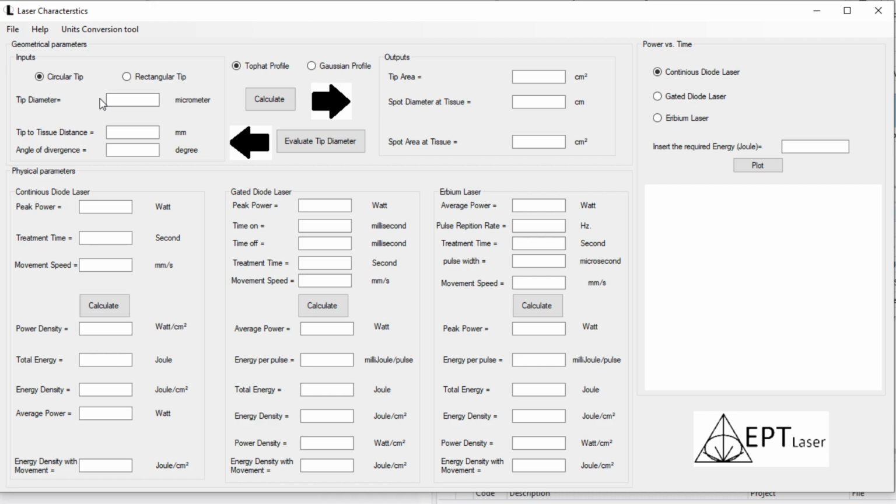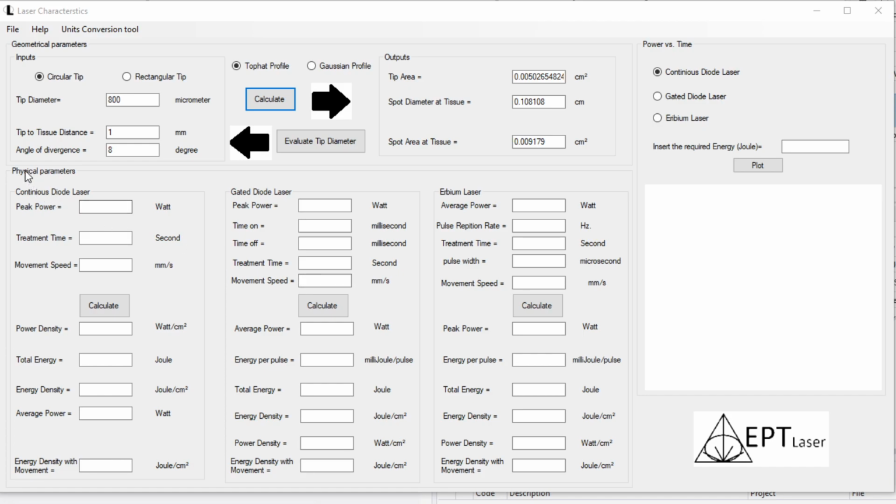For example, I'll be doing a circular tip for a top hat profile. If I have a tip diameter of 800 micrometer with a tip to tissue distance of 1 millimeter and 8 degrees, going forward, I can find the tip area in centimeters squared, which is 0.005, and the spot diameter at tissue is 0.108 centimeters. The spot area at tissue is 0.009.